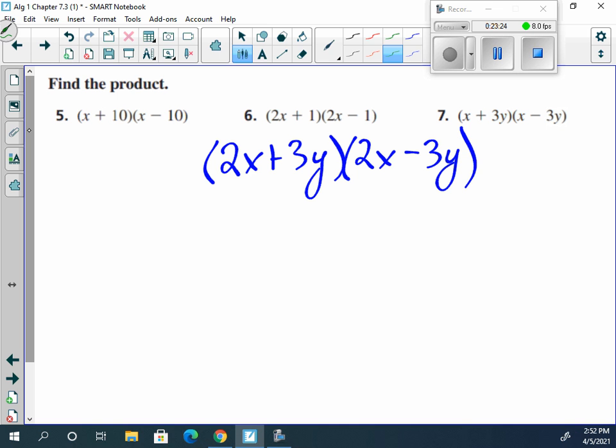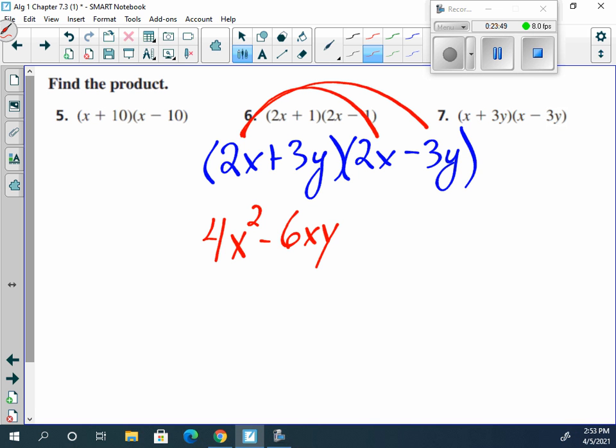Okay. So if we're multiplying this through, what can we do first? 2x times 2x, which would give us 4x squared, because 2 times 2 is 4. X times x would give us x squared. And then we can do 2x times negative 3y, because 2 times negative 3 would be negative 6. And then x times y is just xy. Questions on this here?